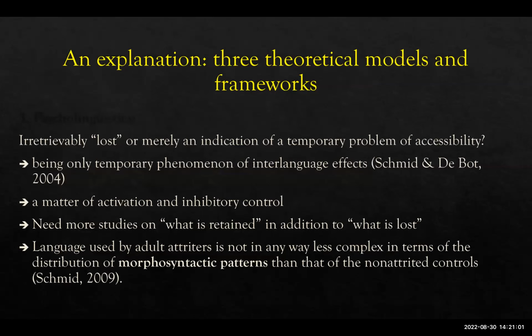The last framework is borrowed from psycholinguistic study. The psycholinguistic study focuses more on determining how we can decide whether it's only a temporary phenomenon of interlingual effects. It means, like I say, bilinguals have control of two languages and they always have that control, so this is just a temporary problem of accessibility. Or is it an irretrievable loss, like I lost this forever? So they try to see in which condition, which direction will happen. They want to come up with something like predictive power in their research.